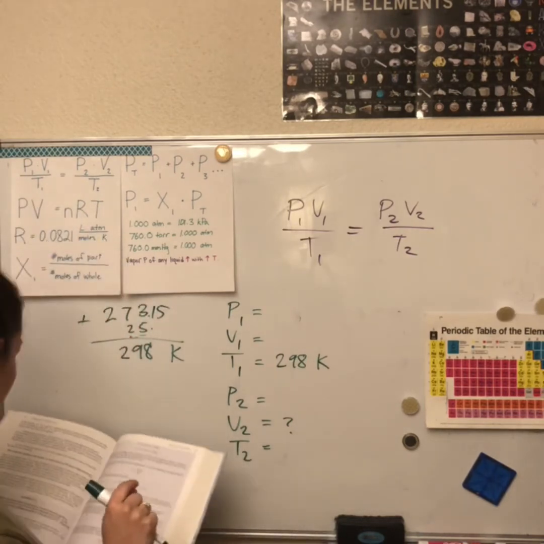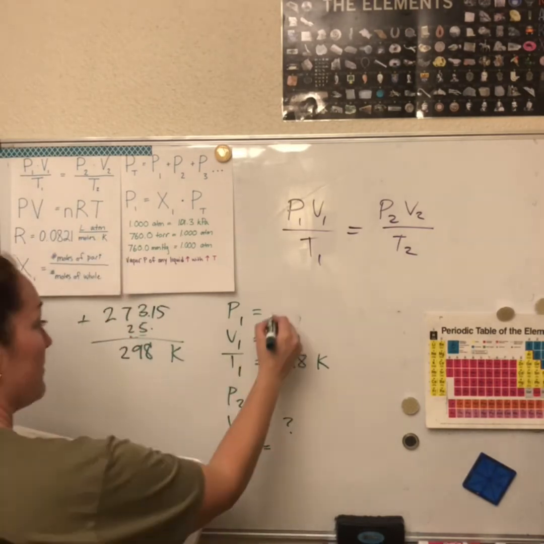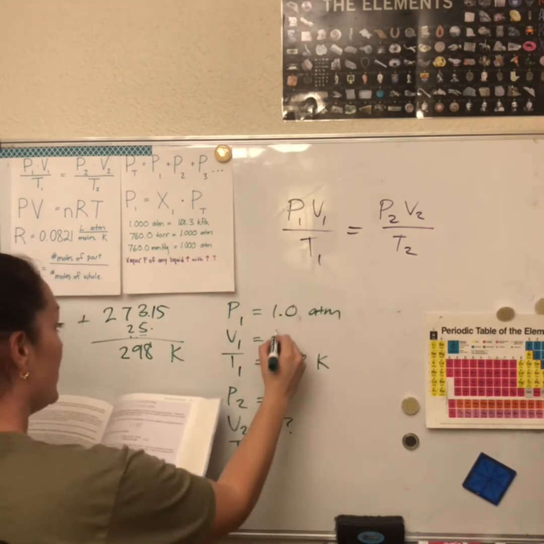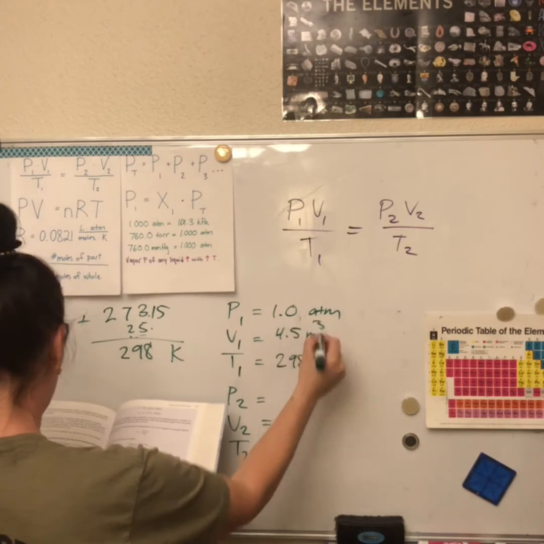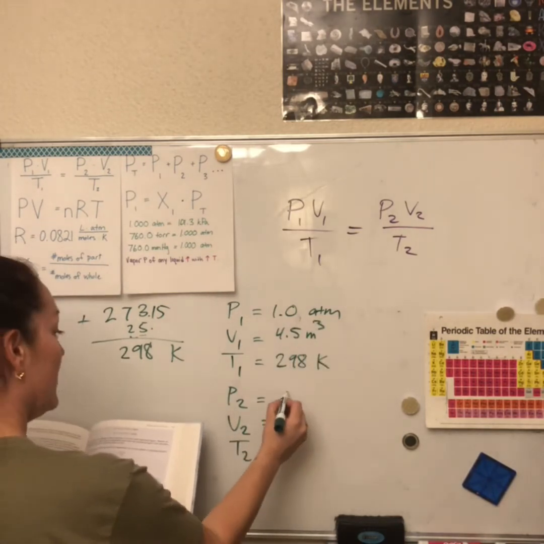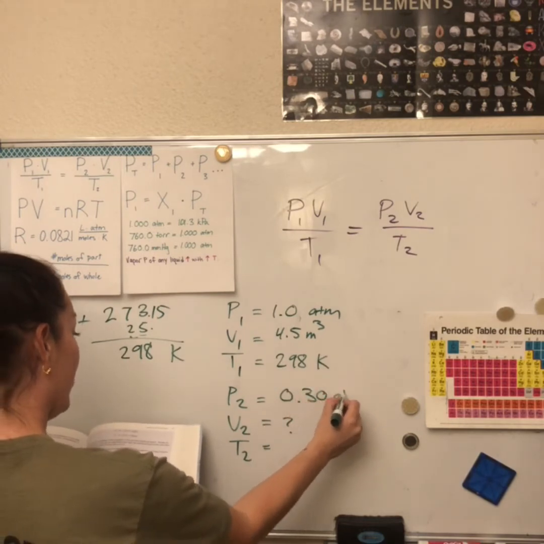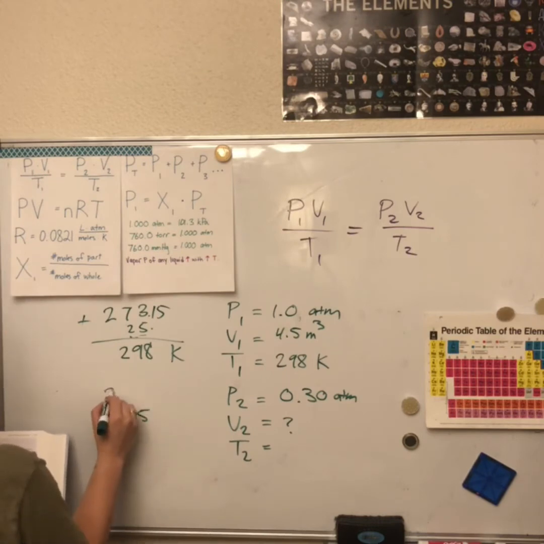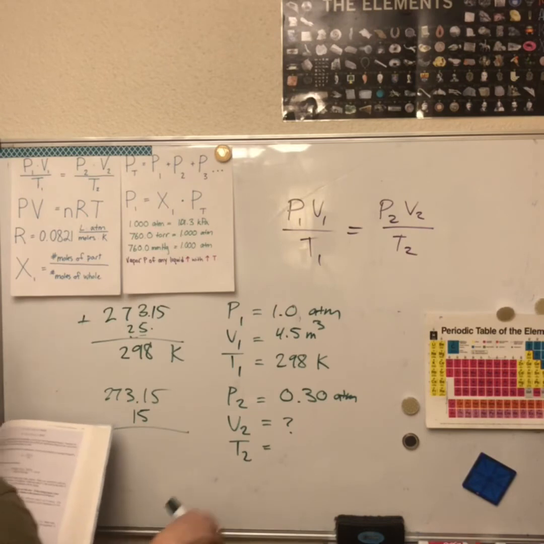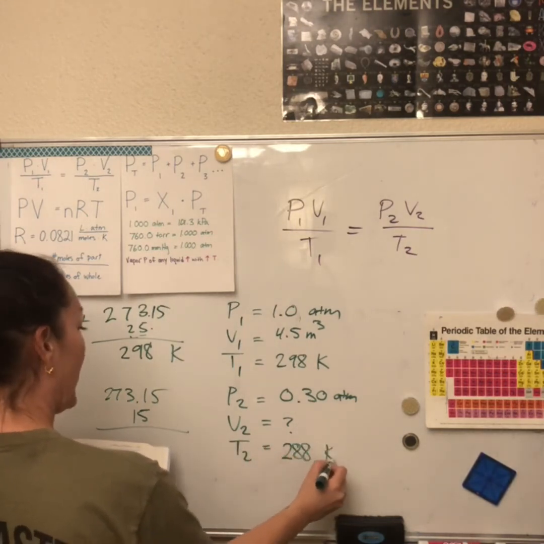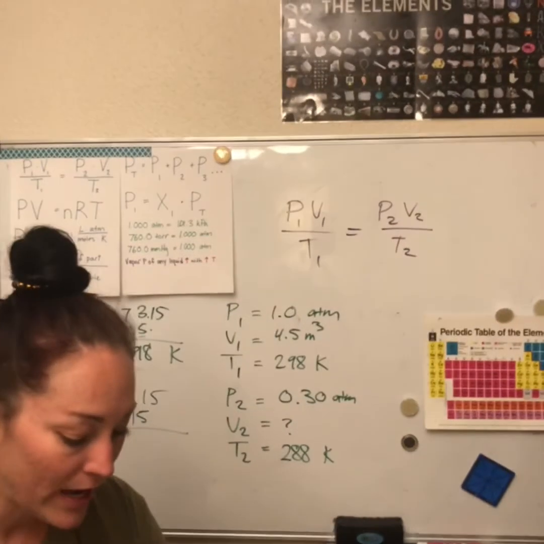All right, so the old pressure is 1 atmosphere, and the volume is 4.5 meters cubed. And then it says the balloon rises, and the new pressure is going to be 0.30 atmosphere and 15 degrees Celsius. So I'm just going to go ahead and add that again. When I do that, I get 288. Okay, so now I'm ready to plug everything in.